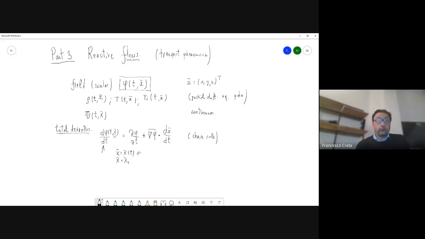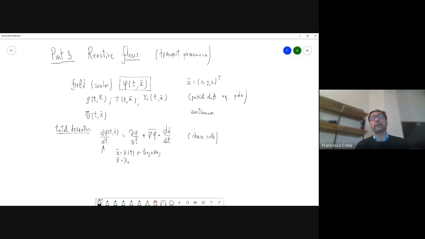So in this case, for example, when all of these are non-zero, both d phi by dt and then the gradient and dx by dt, what we're doing is we're essentially looking at the rate of change of the scalar field in time as we move along this trajectory x of t.